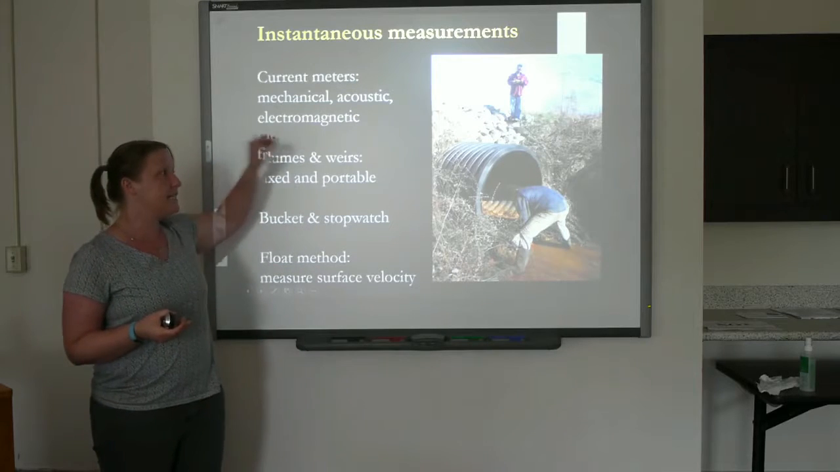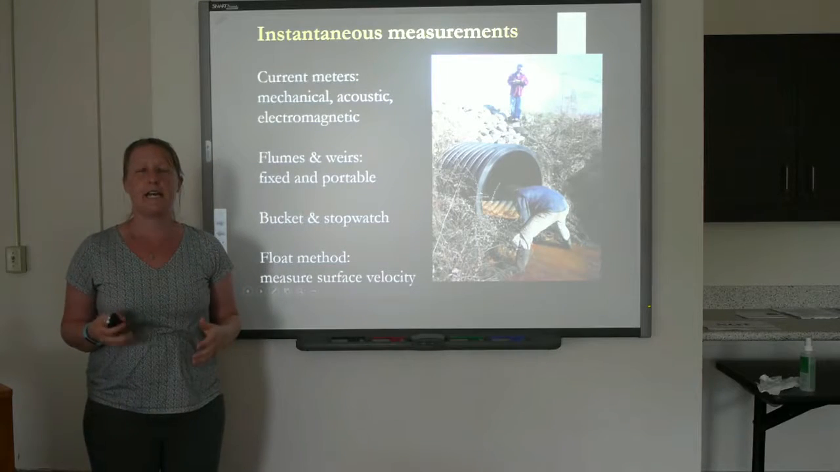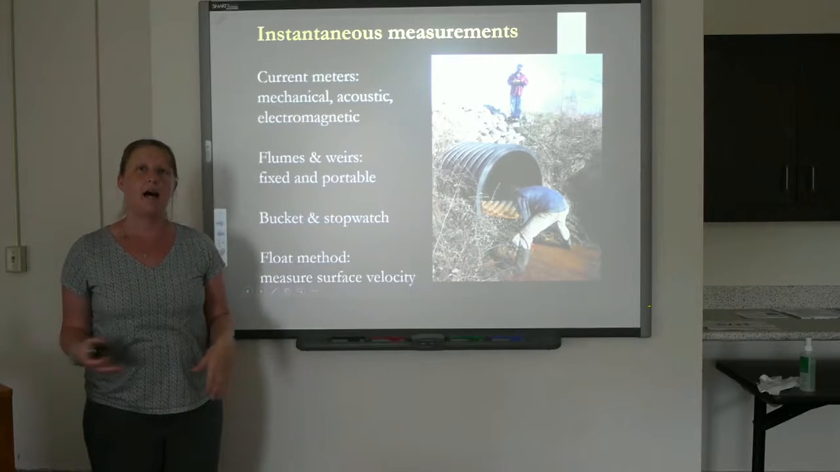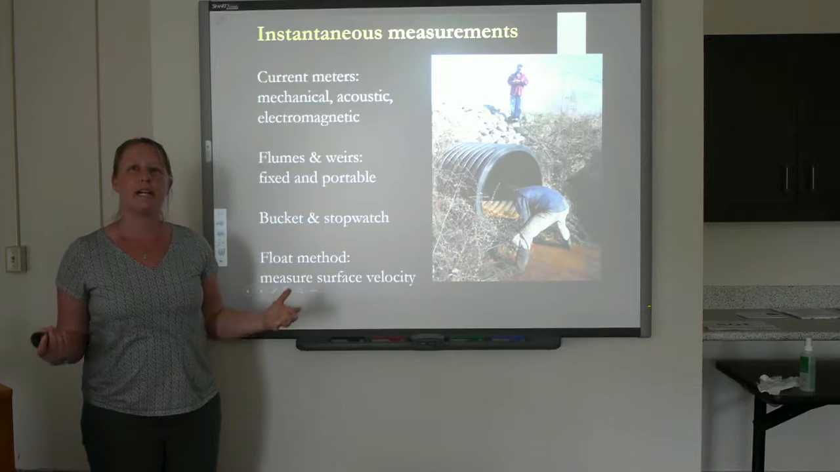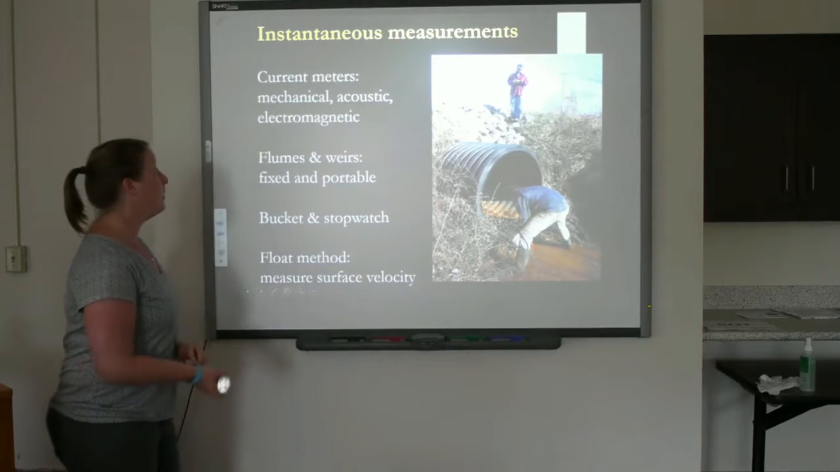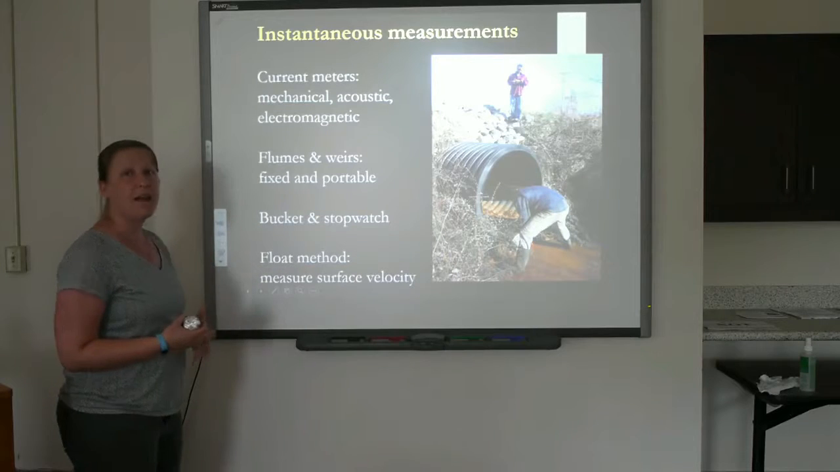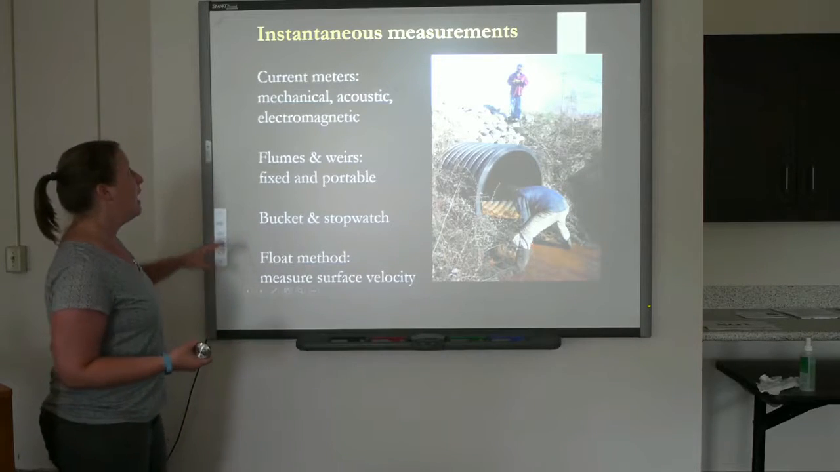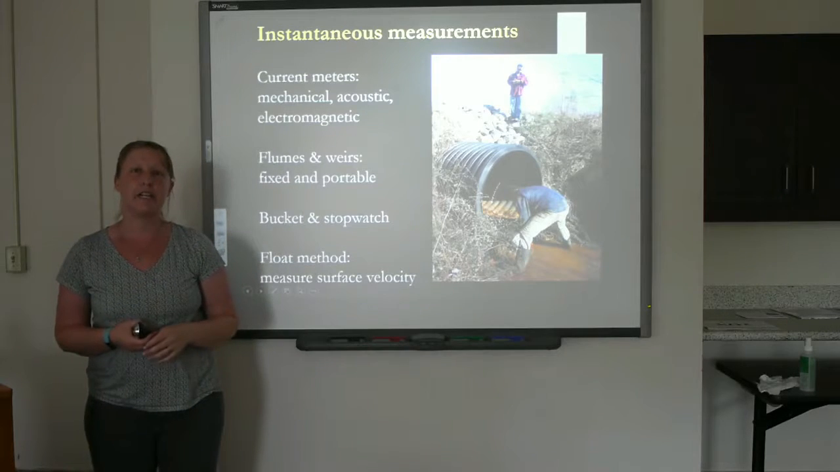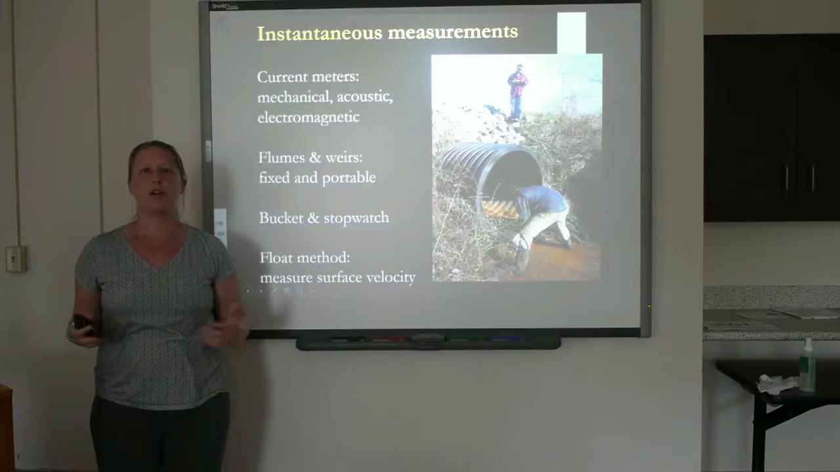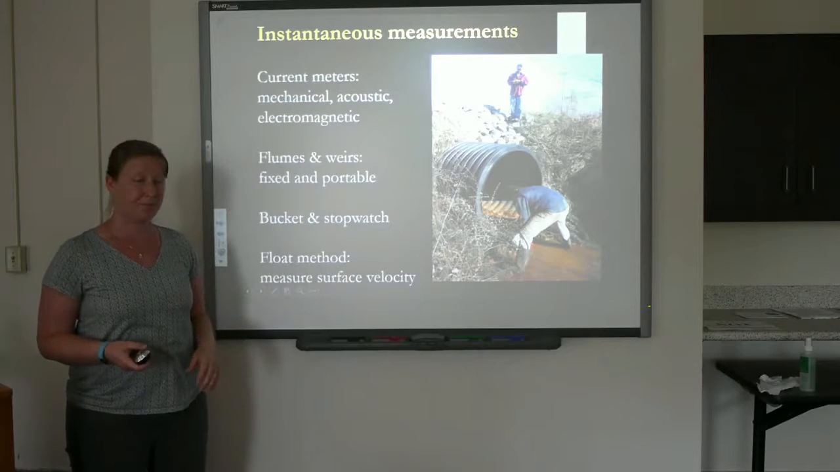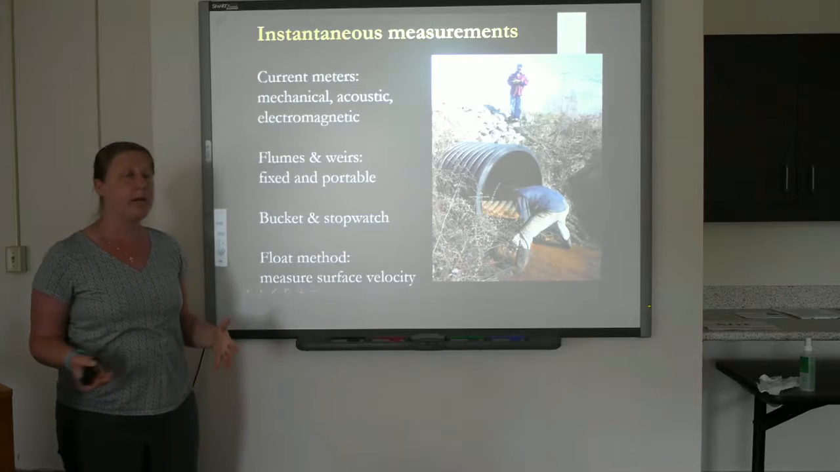These instantaneous measurements are the measurements that we're going to take alongside chemical sampling. And so this is going to tell us what the flow rate is when we take a chemical measurement. We will use different methods to analyze this. We'll use current meters. Current meters are measuring the current, or the velocity of the water. So we still have to measure a cross-sectional area, but these will measure the velocity. And they work in different ways.